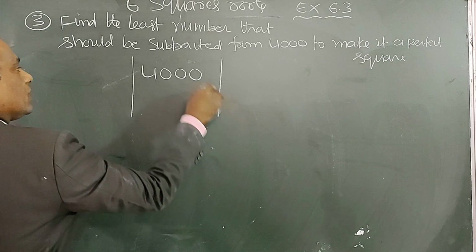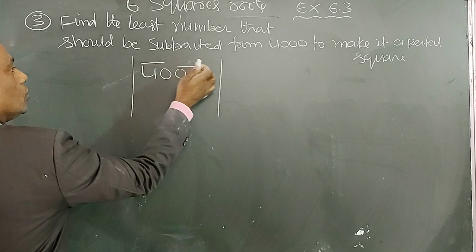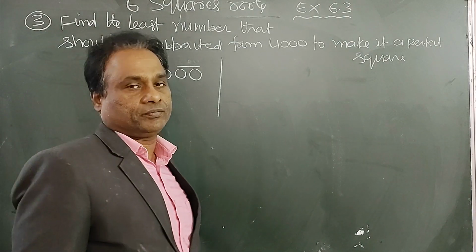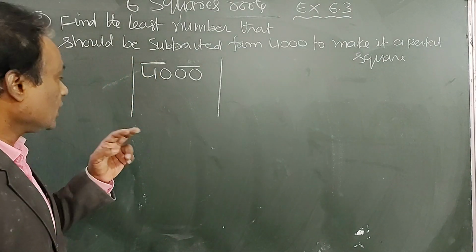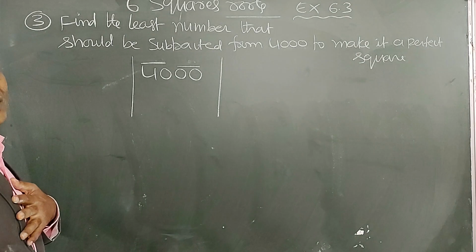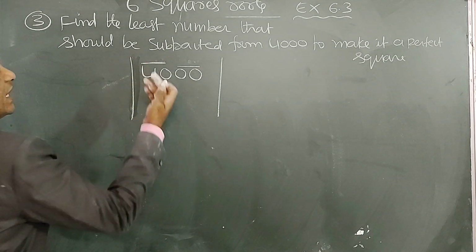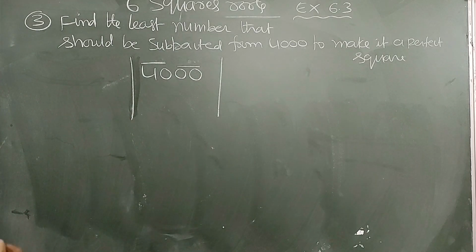How to find the square root? Take two numbers as a pair. Two numbers pair, two numbers pair. First we take the two numbers. We write a number, multiply with same number, we have to get near to 40. 40 or less, just less than 40.